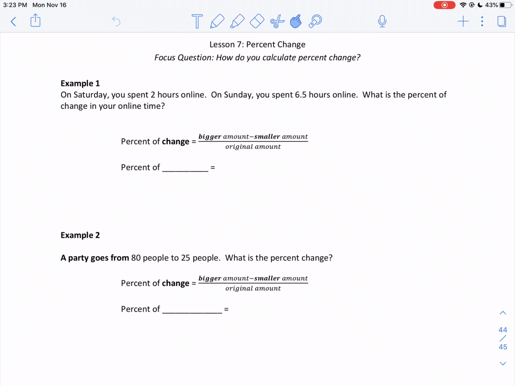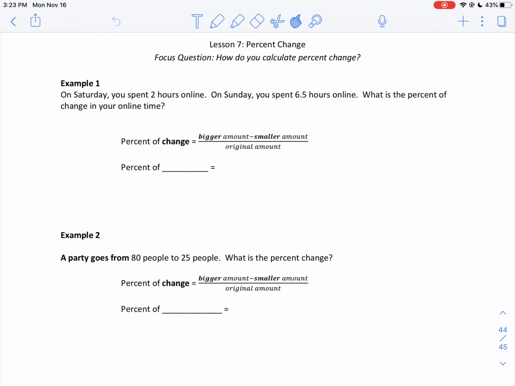Hello, Math 7, Mrs. Harden here, and we're going to be doing Lesson 7, percent change. And percent change means the percent that a value increases or decreases. So remember, increase means get bigger, decrease means get smaller.